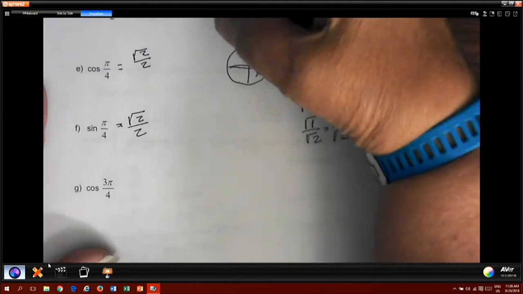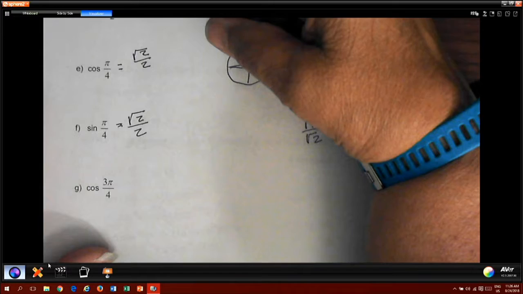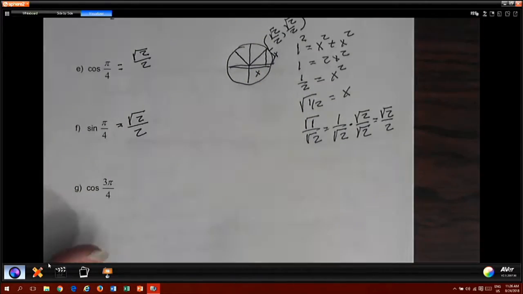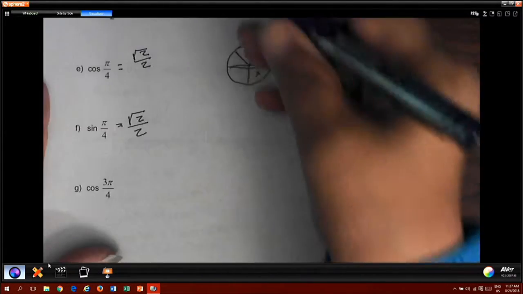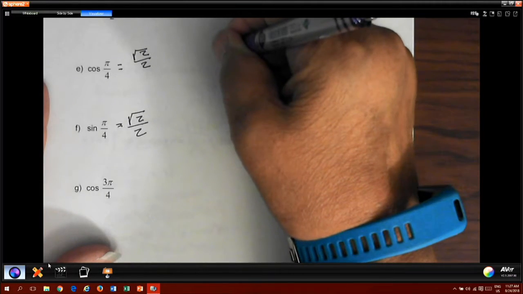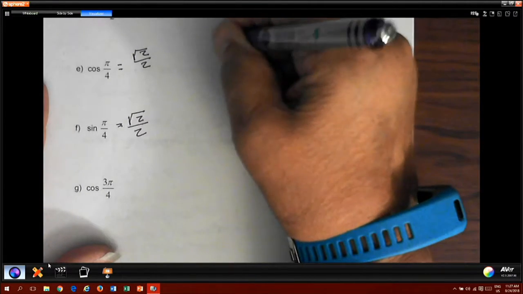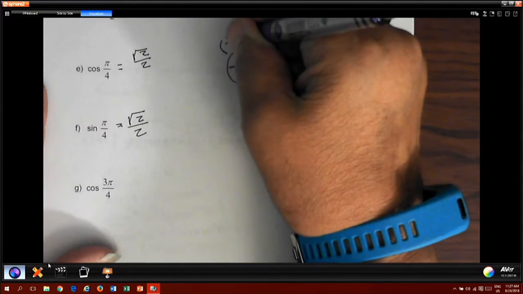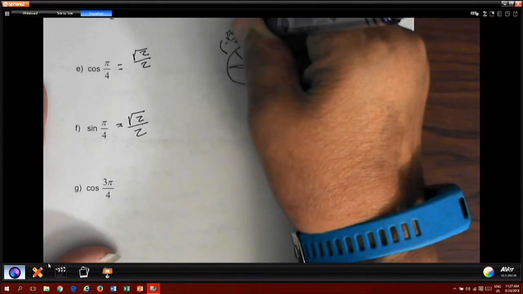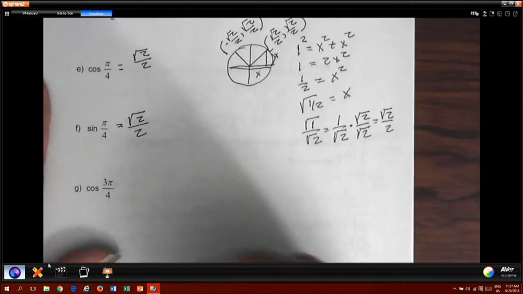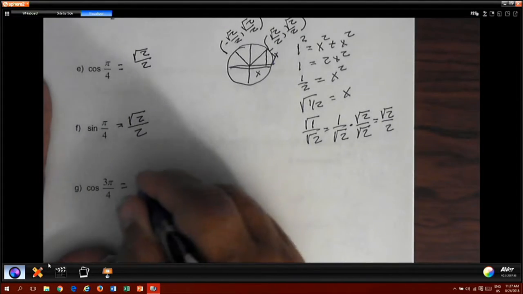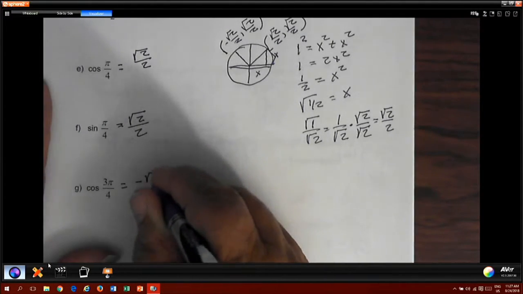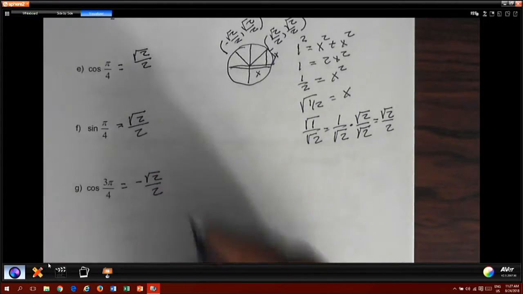Now 3 pi over 4 is going to be in the second quadrant. X in the second quadrant is negative. Y is positive. So cosine of 3 pi over 4 is negative square root of 2 over 2.